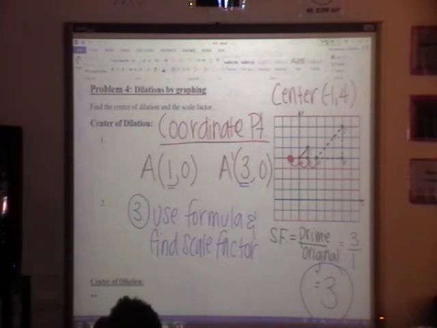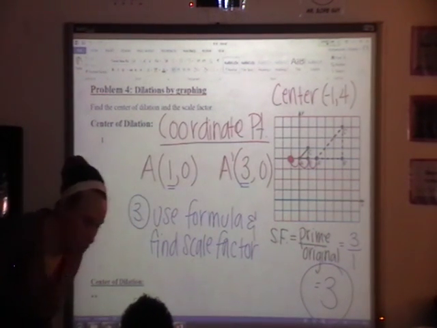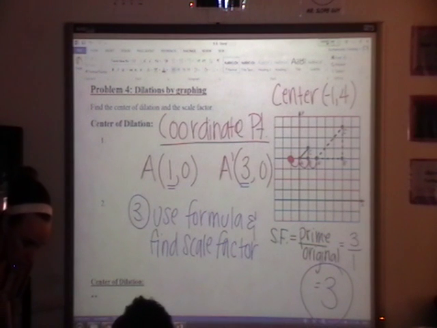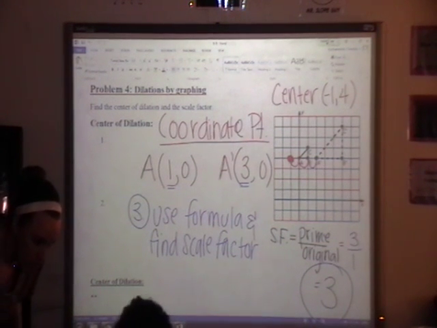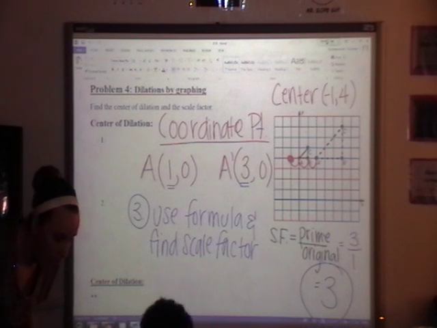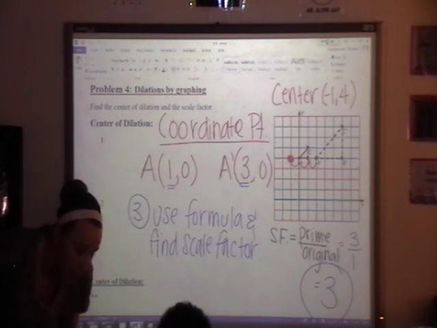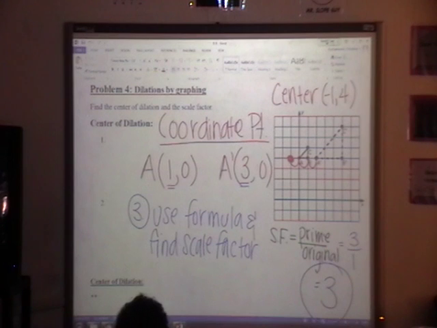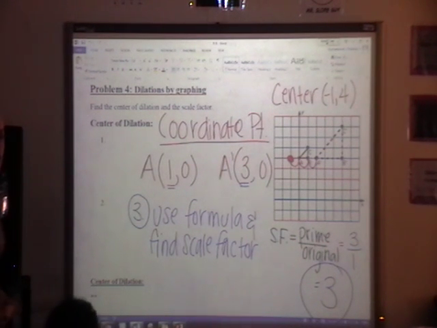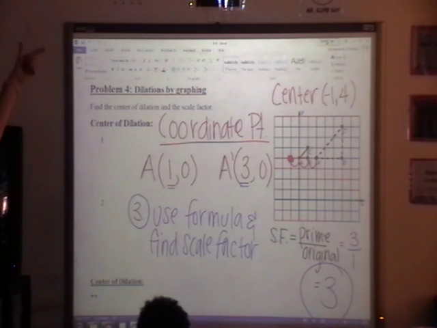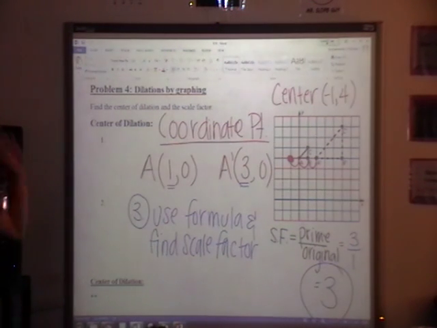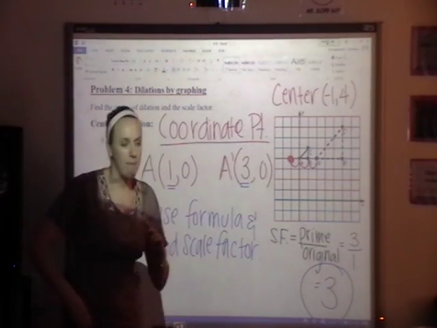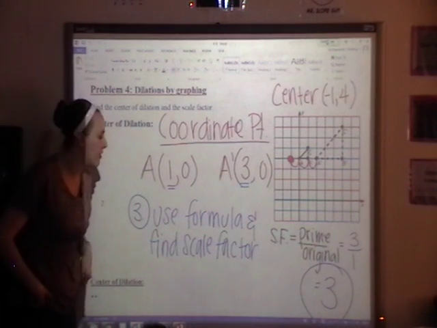Wait, and the image length? How do you find the image length? Are you talking about the one that we did before? No, it has image length. Oh, don't worry about it. Don't worry about the formulas. I'm not going to go any further than that.